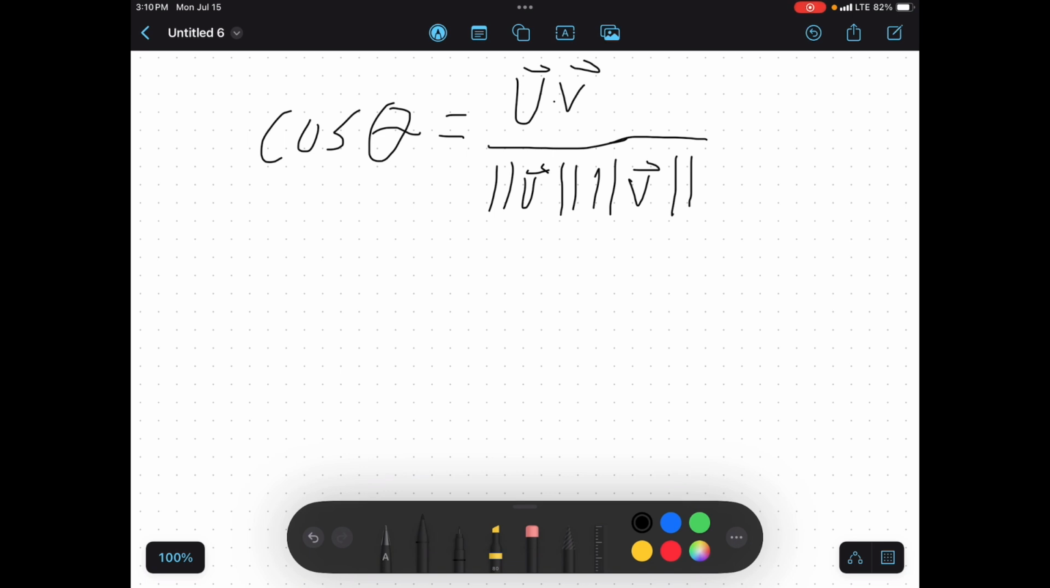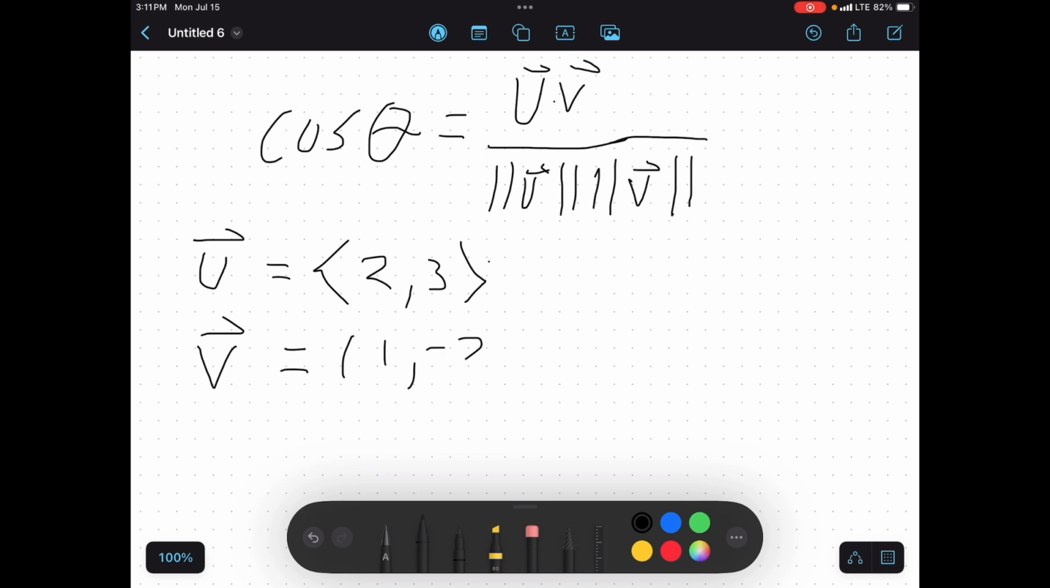So let's take an example here. Let's assume that we have two vectors, and we are going to say that vector u is the vector 2, 3, and that the vector v is, let's go with, 1, -2. So now I have my two vectors.